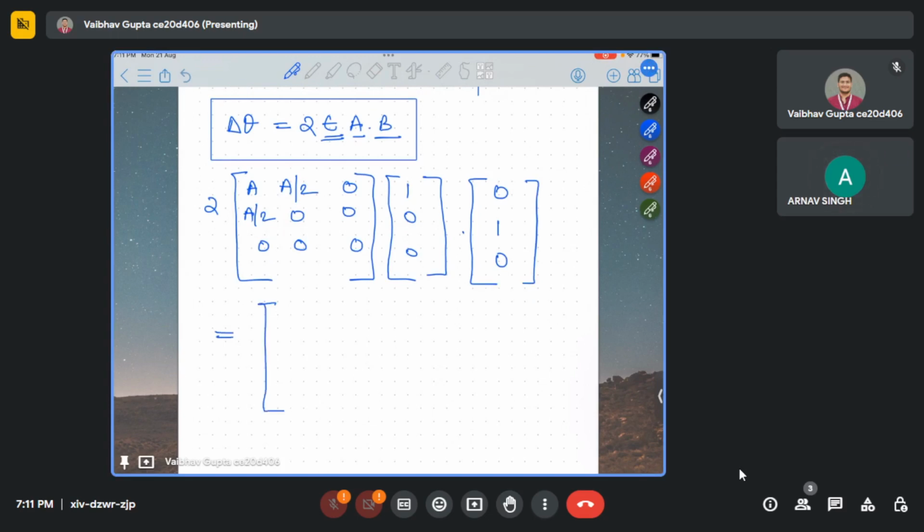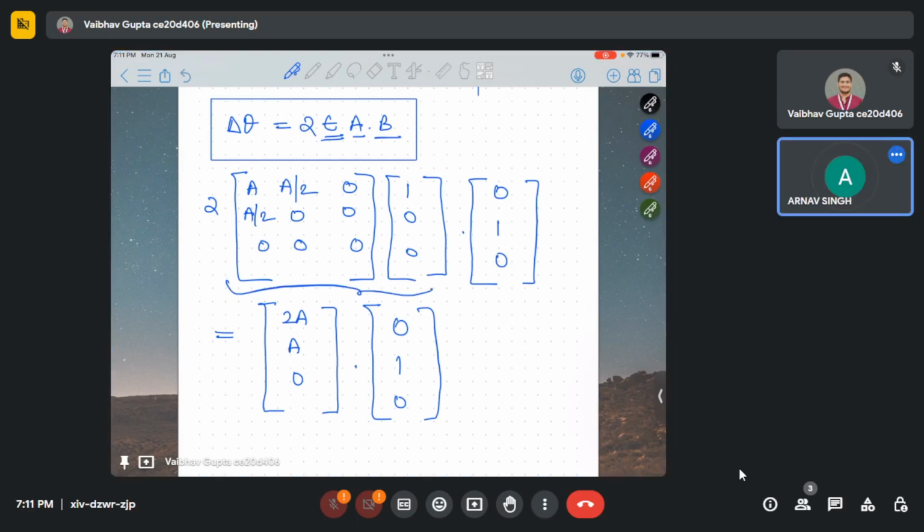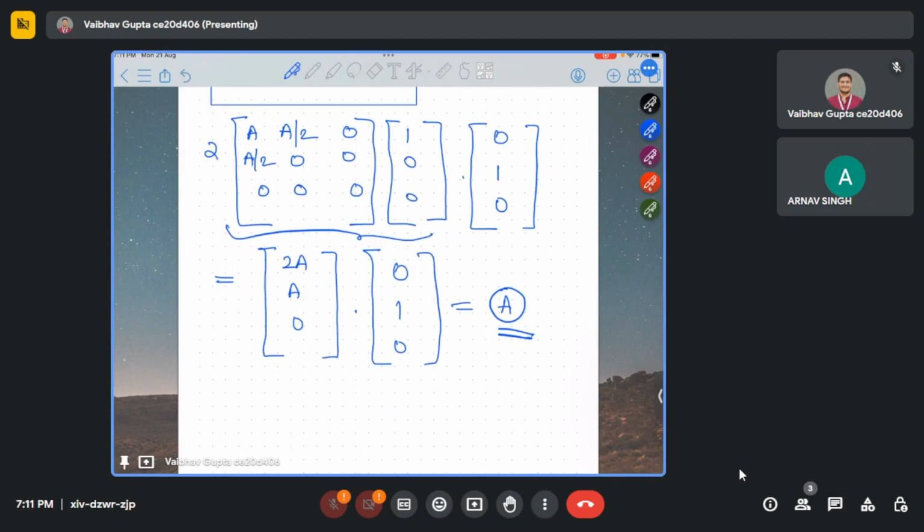So now it becomes 2A, and it becomes A 0. Got it? How did I get this? First we'll multiply this thing. So what is this? A. So change in angle is nothing but A. Got it?